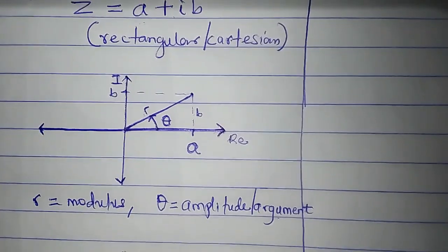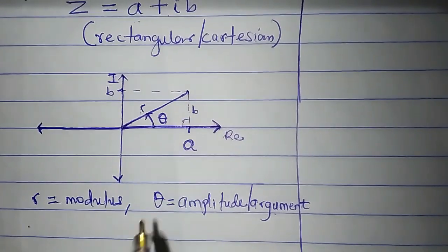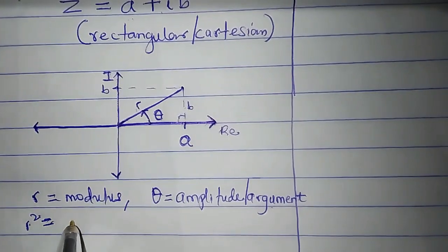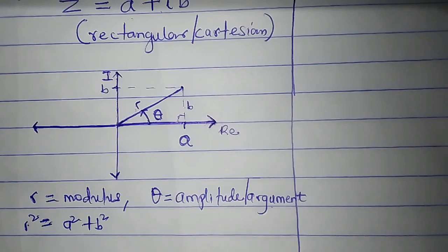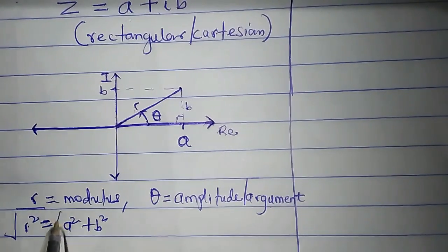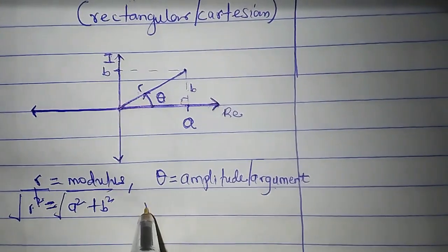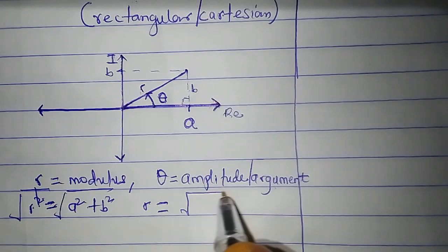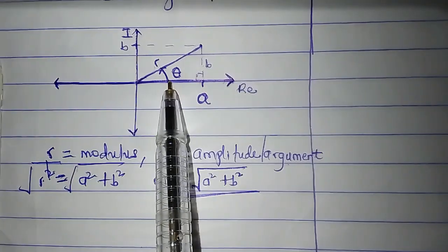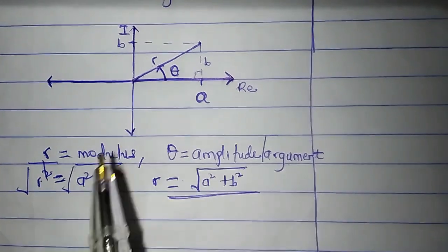Let us determine the modulus of this complex number. This is a right angle triangle, of course. So by Pythagoras rule, r squared is equal to A squared plus what? B squared. So if we take the square root of both sides, the square takes away the square root, r will be equal to the square root of A squared plus B squared. From here, we can get three trigonometric ratios: sine, cosine, and tangent.